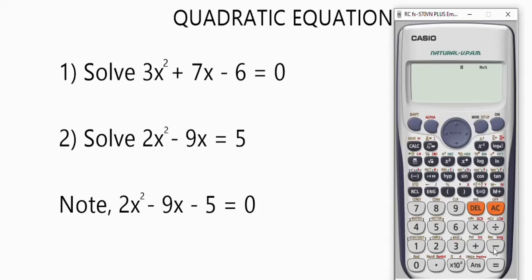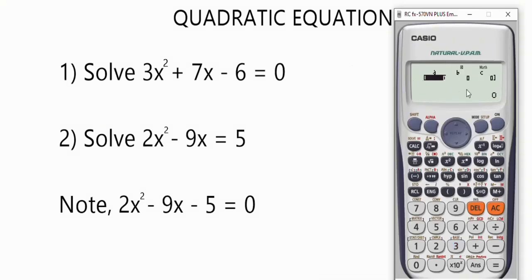So having done this, you go to the mode button here. Alright, we want to solve equation, which is option 5. Then when you get here, you see various options. Now option 3 stands for quadratic equation. As you can see, the highest power here in this option 3 is 2. So we press 3, option 3, which stands for quadratic equation.